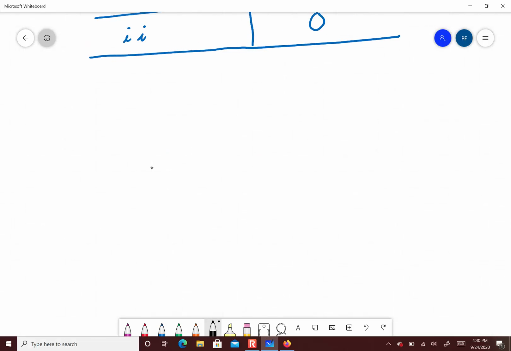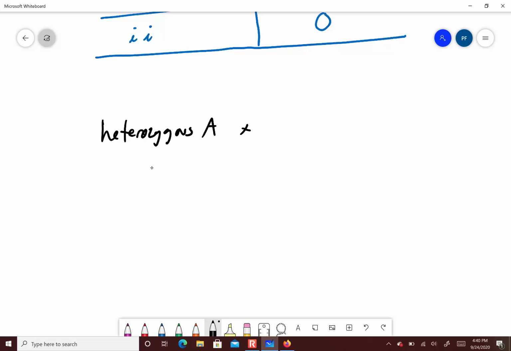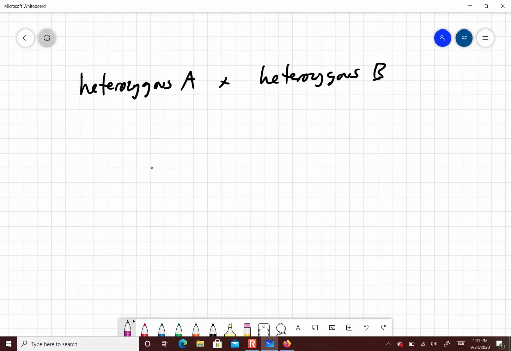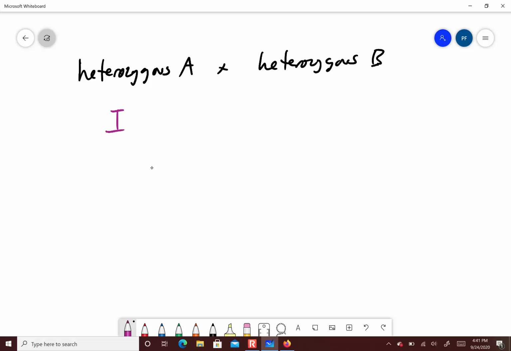All right, so first practice, let's cross heterozygous A with heterozygous B. So we will rewrite heterozygous A, heterozygous B. Nothing's changed on how to do this, right? So gametes, figure those out the same way.